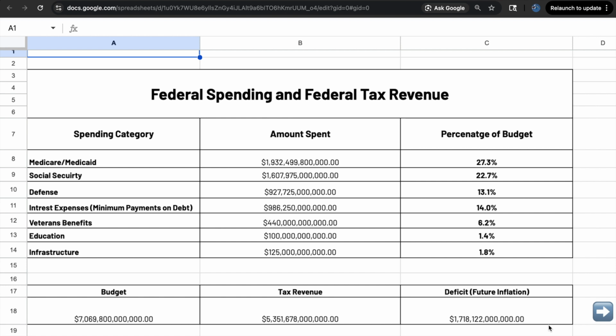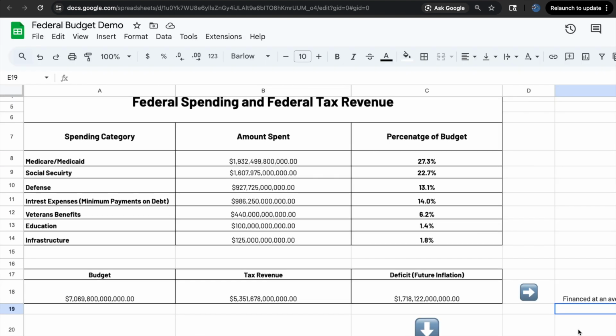Next, we have interest expenses, which could be understood as minimum payments on our debt as a country. I will explain this line item more in a minute. I then included a couple other categories like education and infrastructure. The point is that most people think this is where our tax dollars are going, but as you can see, we only spend about 1% of the budget on each one, which most people could agree this should be higher.